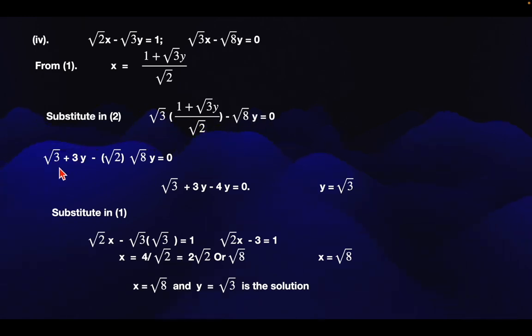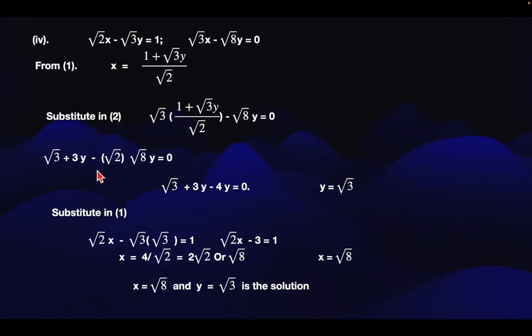Now open this bracket. When you open it, this becomes root 3. Root 3 into root 3 is 3y. So upon root 2 it will be, the root 2 is the LCM. So again I multiplied it with root 8 like this, and the LCM, when we take it on the right hand side, it's 0, so it becomes 0. So this equation you got.